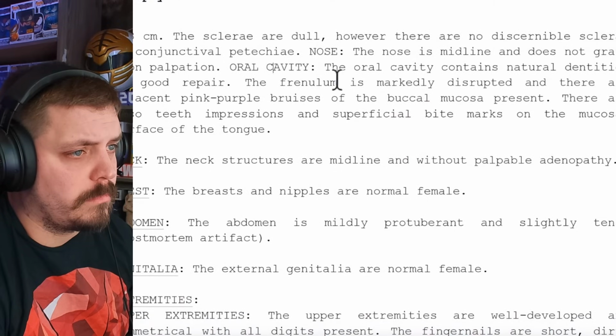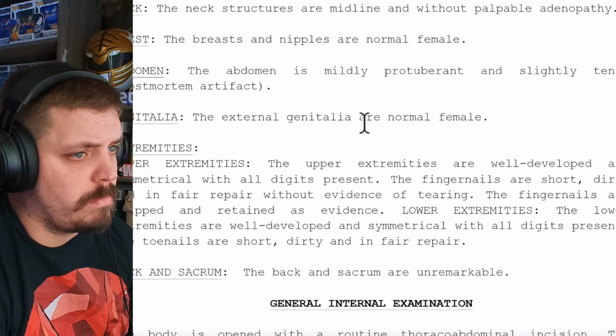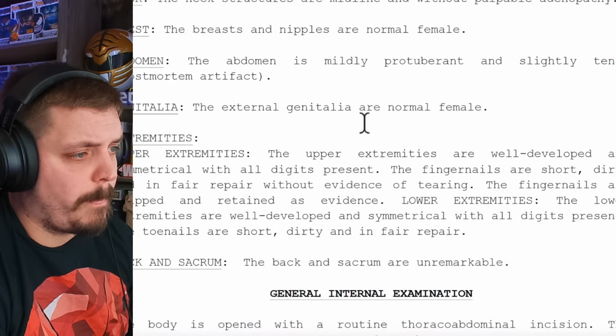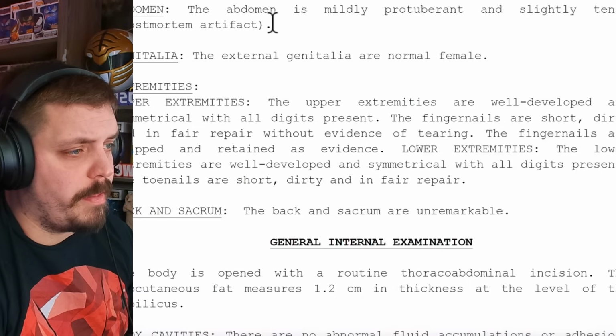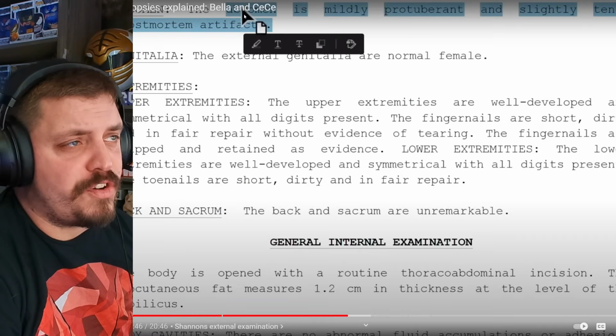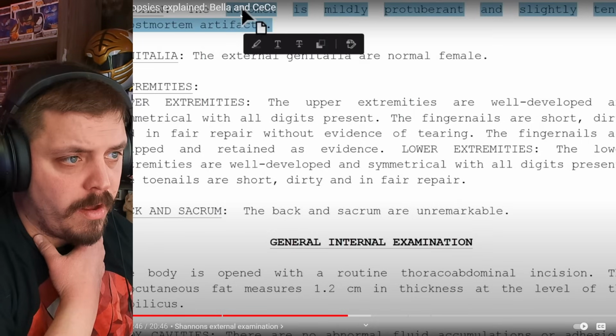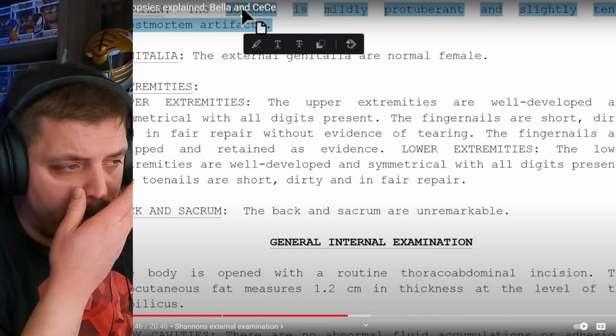As we've mentioned, the frenulum is markedly disrupted and there's adjacent pink-purple bruises to the lips, and there's also teeth impressions and superficial bite marks on the surface of the tongue. No damage to her neck. So again, she wasn't strangled, so we wouldn't expect to see bruising around her neck. She was smothered. More post-mortem artifacts. So that makes me believe, because they asked for the DNA of the girls and Shanann's throat area, but why would they do that if they were smothered?